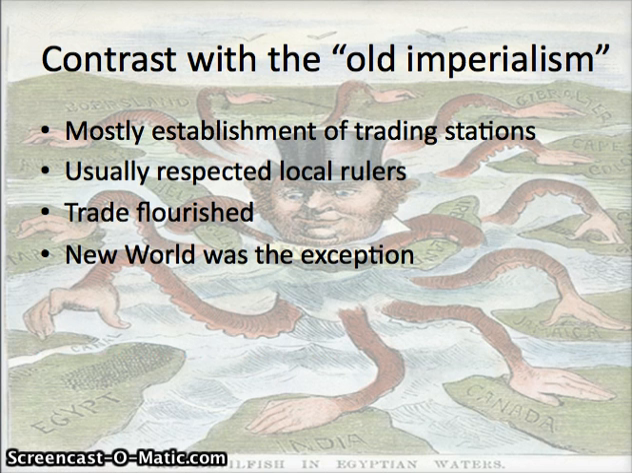The major differences. Well, first off, the European powers really weren't interested in gaining territory. Instead, they were more interested in building up trading stations, finding ways to access different goods from different parts of the world. Some examples here are in your notes, they're not right here on the slide, but Portugal is a really good example.